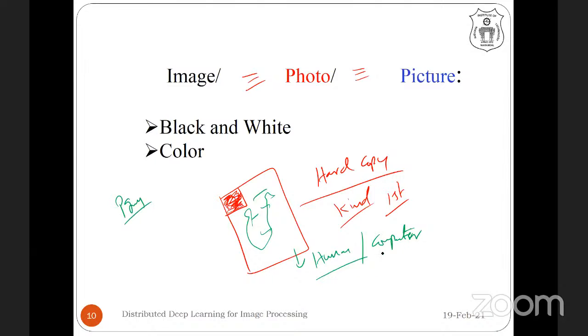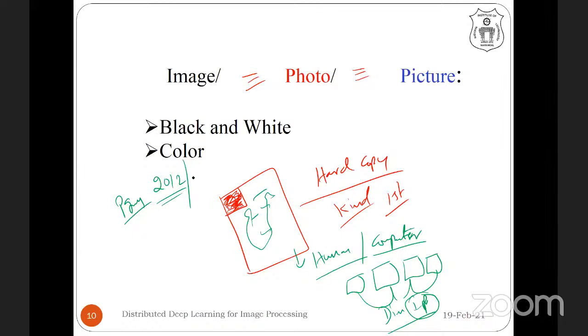Now, when you do it for one computer, it is okay. But when you are making the instructions for so many computers parallelly to do a specific task, then we call it distributed image processing. And image processing before 2012 was something, and after 2012 it is something else, because of machine learning and deep learning.